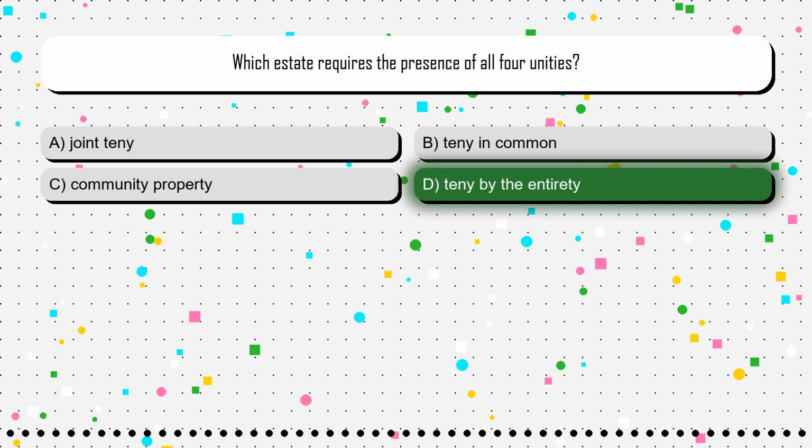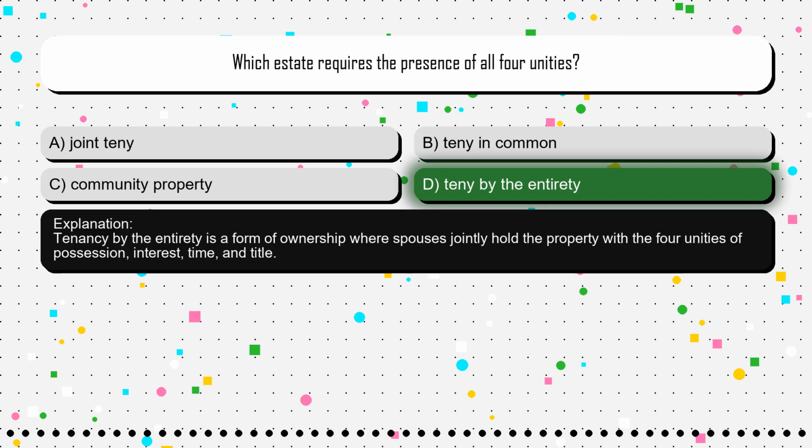The correct answer is option D. Tenant by the entirety. Tenancy by the entirety is a form of ownership where spouses jointly hold the property with the four unities of possession, interest, time, and title.